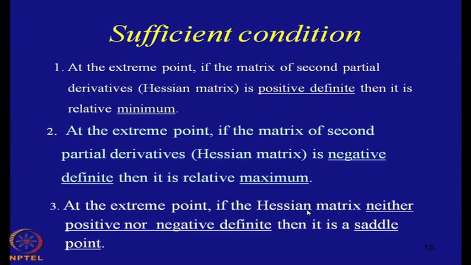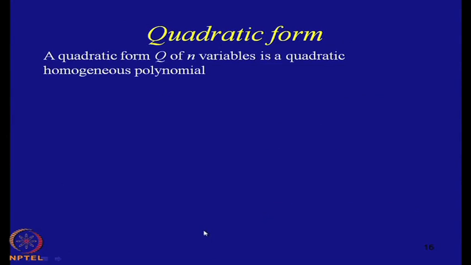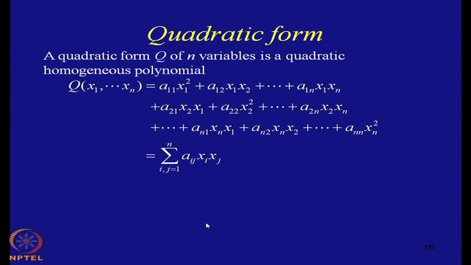But if at the extreme point the Hessian matrix is neither positive definite nor negative definite, that means we cannot conclude whether the quadratic form is positive or negative, then we will say the corresponding point is the saddle point for us. Before going to the detail of any example on the unconstrained optimization problem involving n number of variables, let us go through the properties of the quadratic form first.